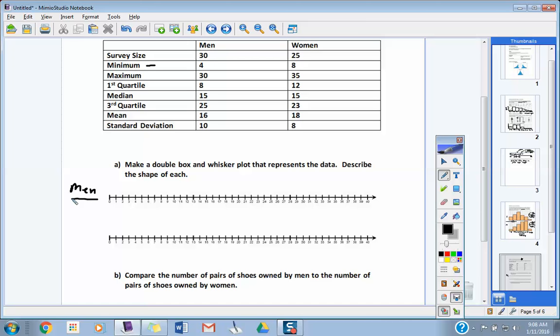What was the minimum value here, guys? 4. This is my lower extreme right here, isn't it? So I'm going to plot 4 here for men.